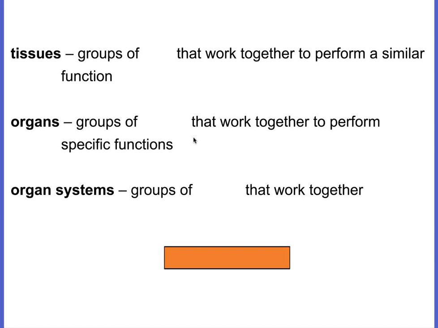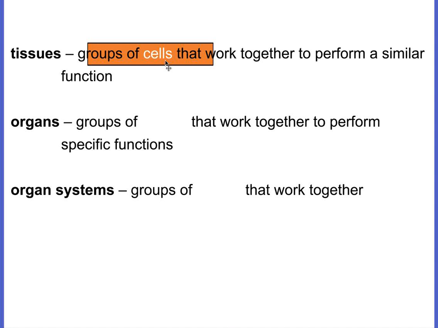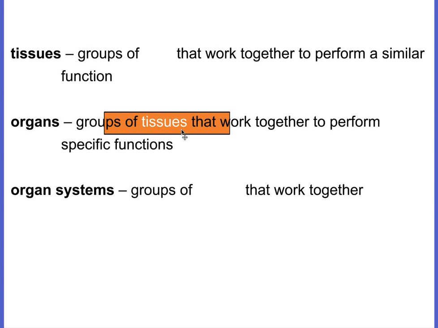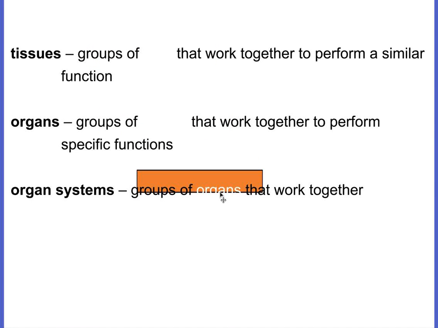But the section starts out by talking about the organization within an organism, right? So you have cells, tissues, organs, organ systems. So you need some definitions for those things. You know what a cell is, the most basic unit of life, but tissues are groups of cells that work together to perform a similar function. Organs are groups of tissues that work together, right? And then work your way on up to organ systems, groups of organs that work together, right?